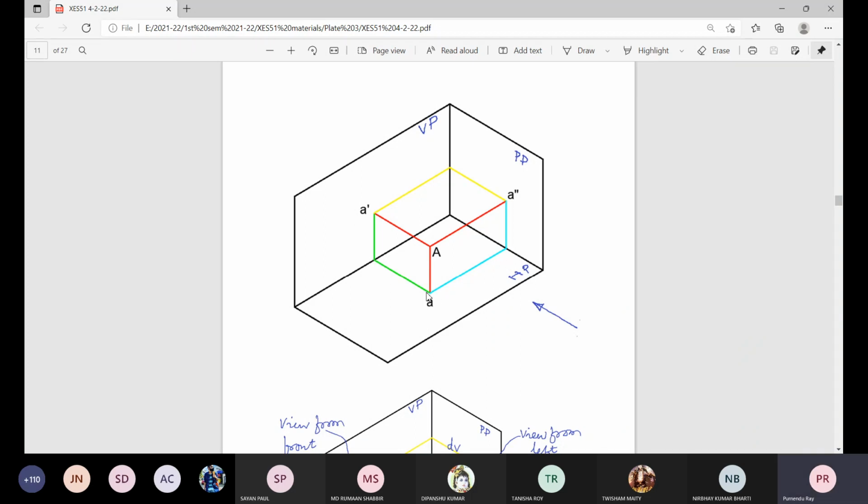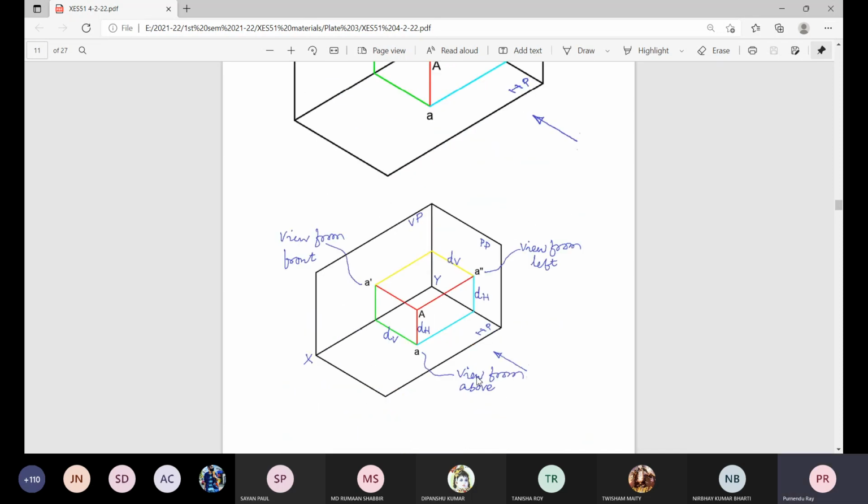This is the view from top, small a. This is the view from the left hand side, small a with double dash or double prime. Now these three locations are very important because finally we will deal with these three views: top view, front view, and this side view. Here we designate these views: view from above or plan or top view; view from front or front view or elevation, A dash; and view from left or left hand side view. In different ways you can name them, but the location is first quadrant. Here is a point, capital A.